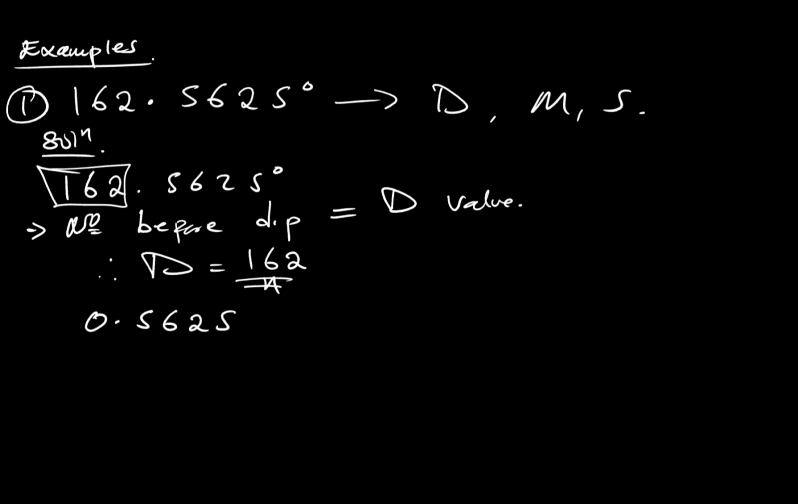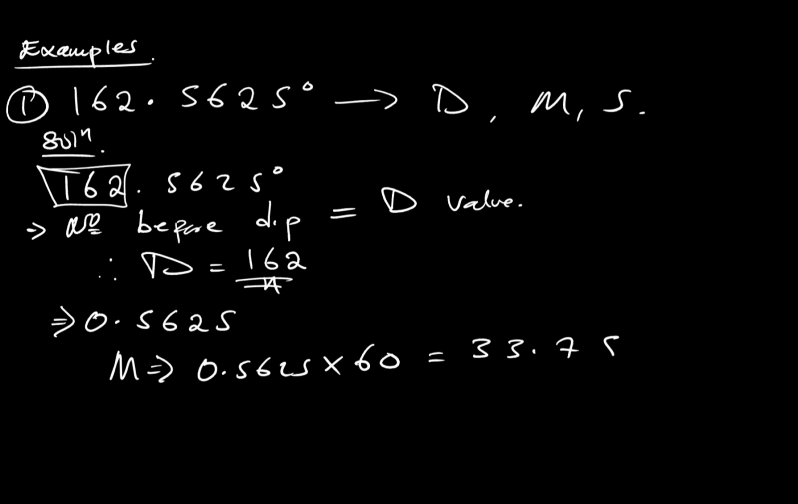Now, with this value that I have now, I need to get my minutes. So to get the minutes from the value I've remained with, all I'm supposed to do is to multiply the remaining value, which is 0.5625, times 60. Once you multiply by 60, you will get 33.75.